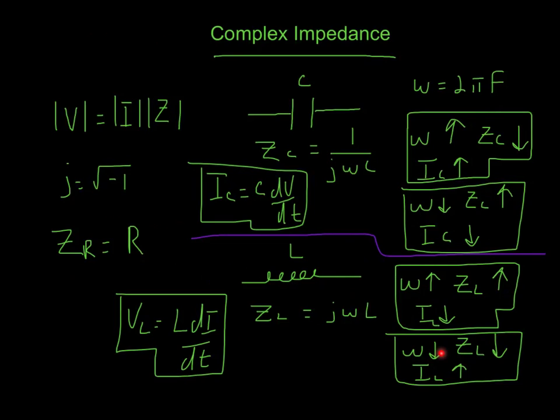When omega is 0, look, that's just a wire. An inductor doesn't really do its job when omega is 0. It's very, very easy for current to flow across it.